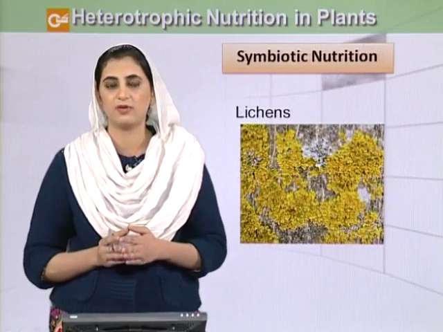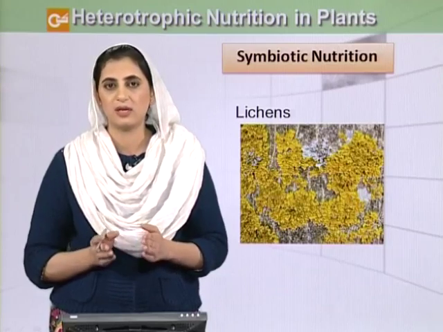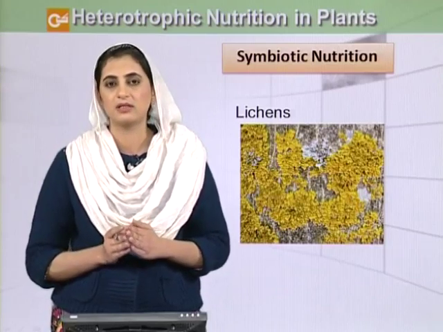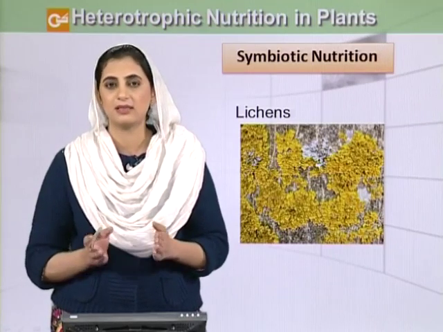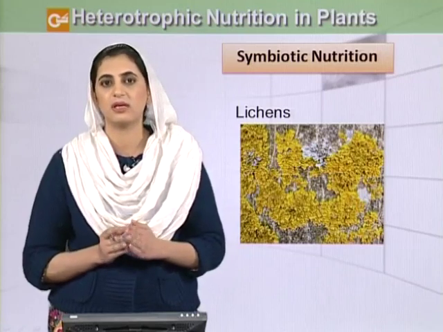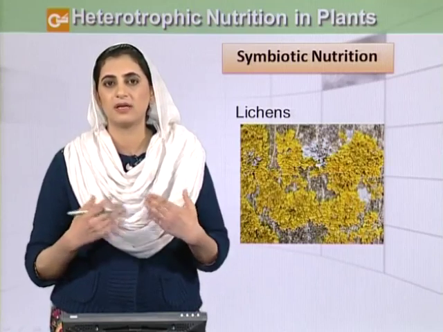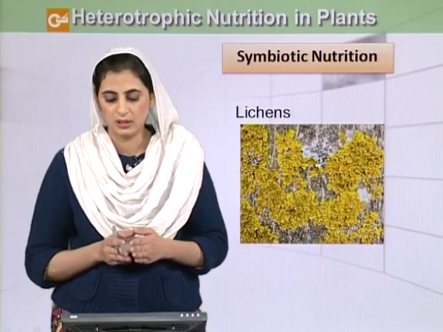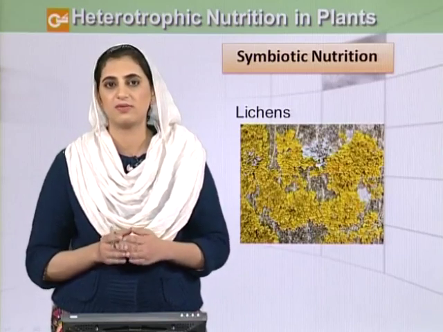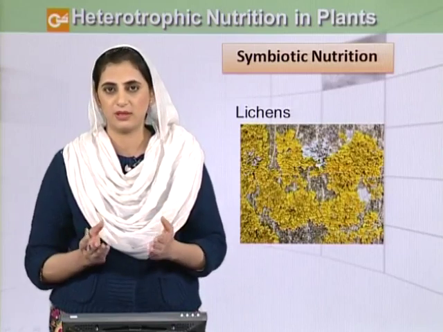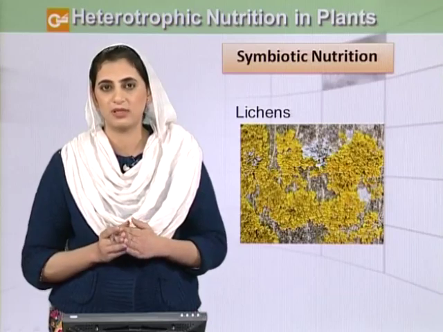And then we have another type of heterotrophic nutrition which is called symbiotic nutrition. In this type of nutrition both partners benefit from each other. Number one type is lichens. Lichens are actually a relationship between an alga and a fungus, and in this association both partners benefit from each other. The alga gives its photosynthate to the fungus, while the fungus gives water and various minerals to the alga, and it also protects the alga from desiccation.